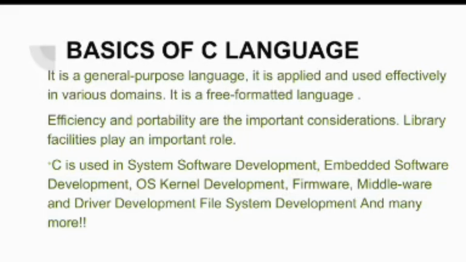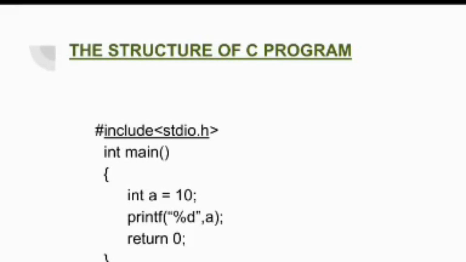C is used in system software development, embedded software development, OS kernel development, firmware, middleware, driver development, file system development, and many more. Next, the structure of the C program is as shown. #include is the directive, stdio.h is a header, and int main. Under the int main, we will be writing the code.